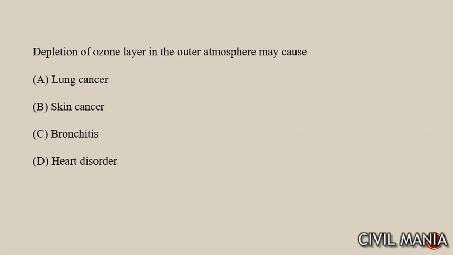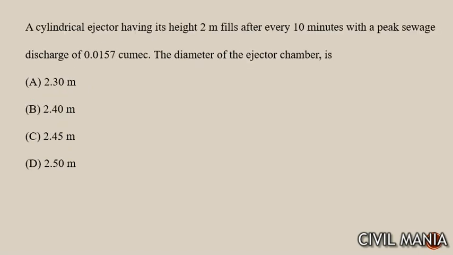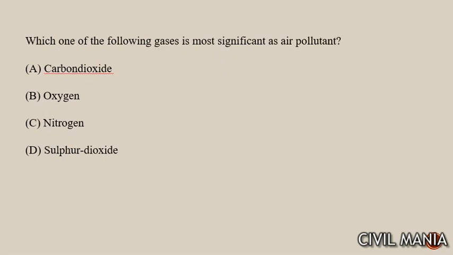उसके बाद next question है depletion of ozone layer in the outer atmosphere may cause skin cancer. Next question है the minimum diameter of the sewer is kept 15 centimeter. Next question है the diameter of the ejector chamber is 2.45 meter. Next question है which of the following gases is most significant as air pollutant? सबसे खतरा वाला एयर पोल्यूटेंट है सल्फर डाइऑक्साइड.